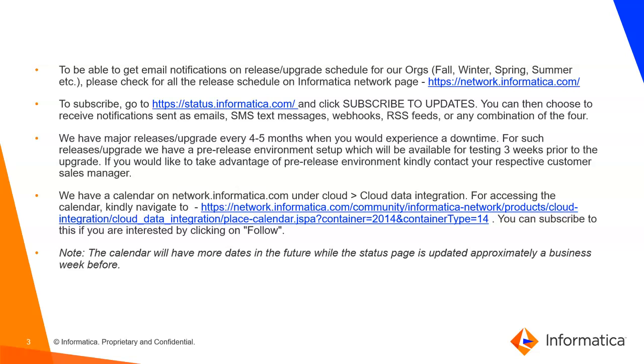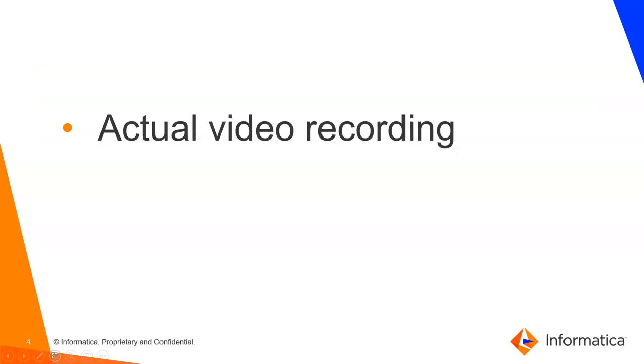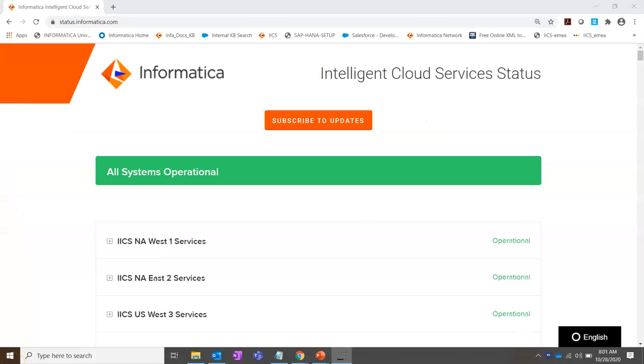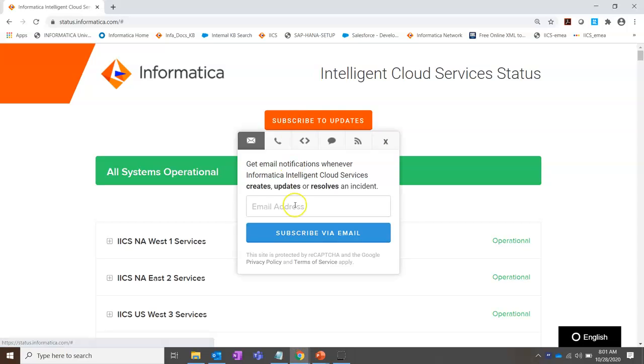For accessing the calendar, kindly navigate to the said link. You can subscribe to this if you are interested by clicking on follow. Now let's have a look how we can subscribe to the email notifications. Navigate to status.informatica.com website, click on subscribe for updates button. Once clicked, you would need to provide your email address to receive the email notification.